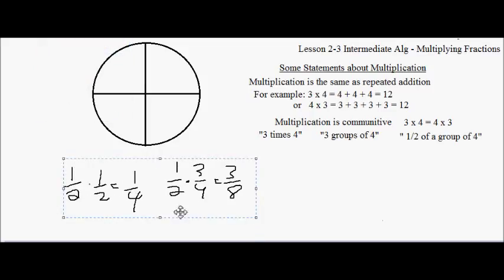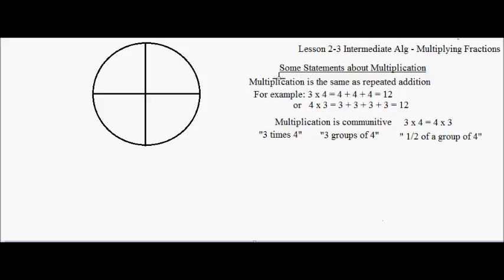So first of all, let's have some little statements about multiplication. Multiplication is just repeated addition. So 3 times 4 is 3 4s added together. 4 times 3 is 4 3s added together, and notice we get the same number. So multiplication is what we call commutative. The order doesn't matter.